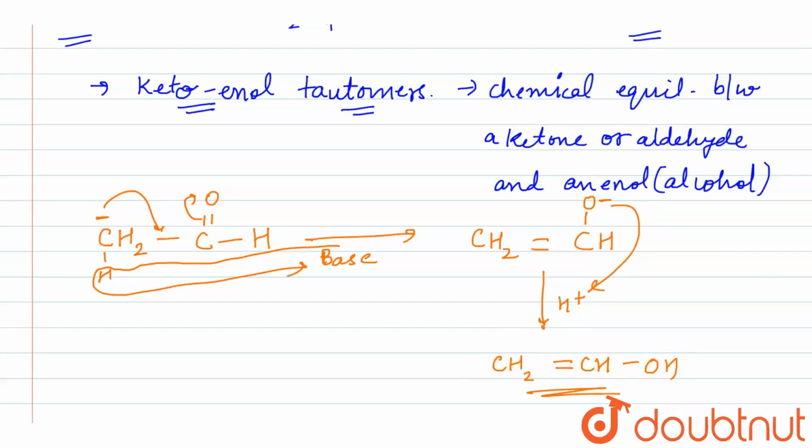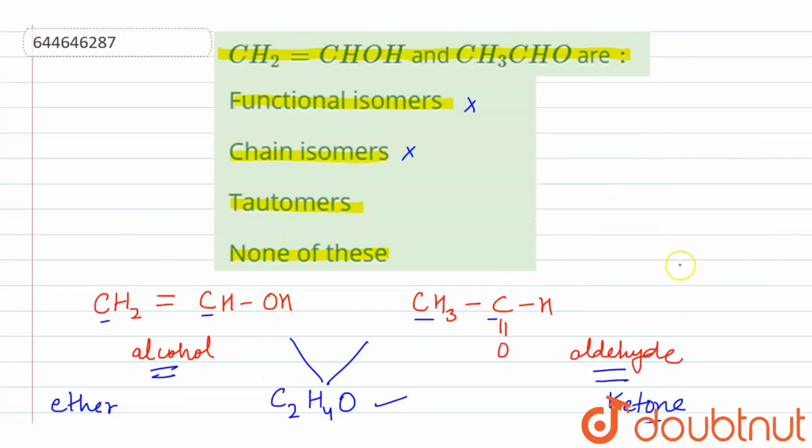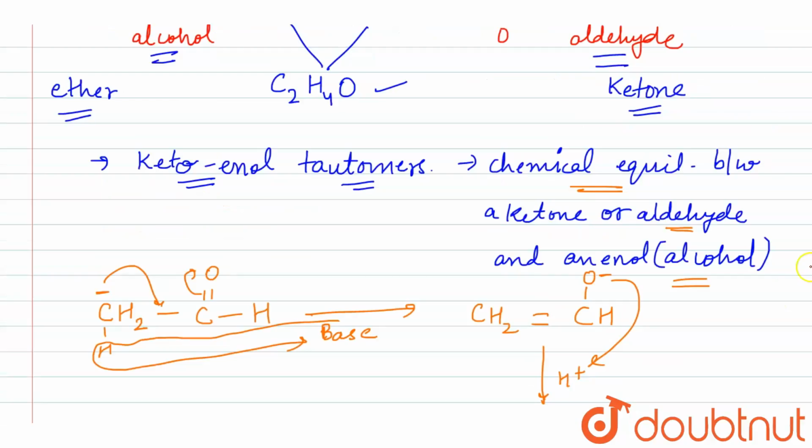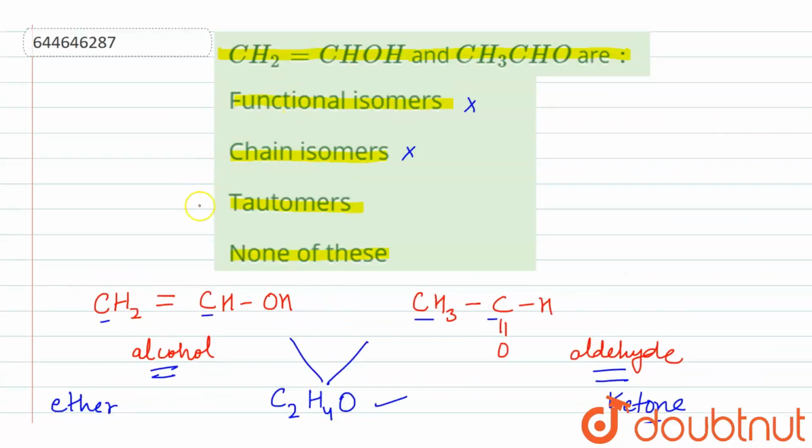So this is the required alcohol formed, right? This is basically happening under chemical equilibrium. This is a chemical equilibrium between this aldehyde and the enol, that is alcohol, and this is keto-enol tautomerism. These two compounds are showing it. So the third option is the correct answer.